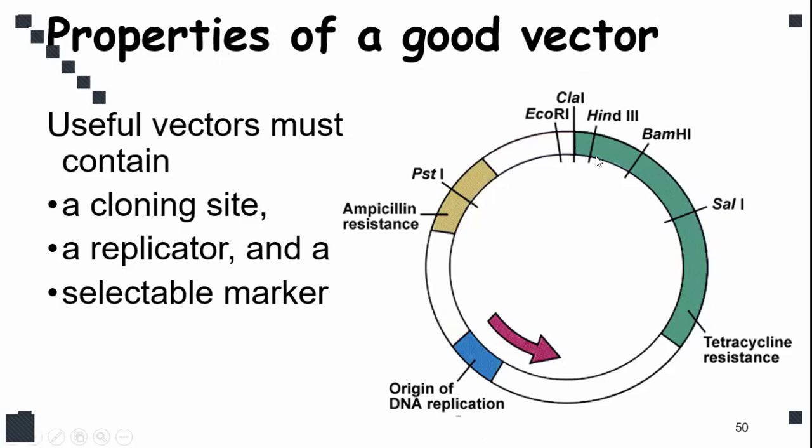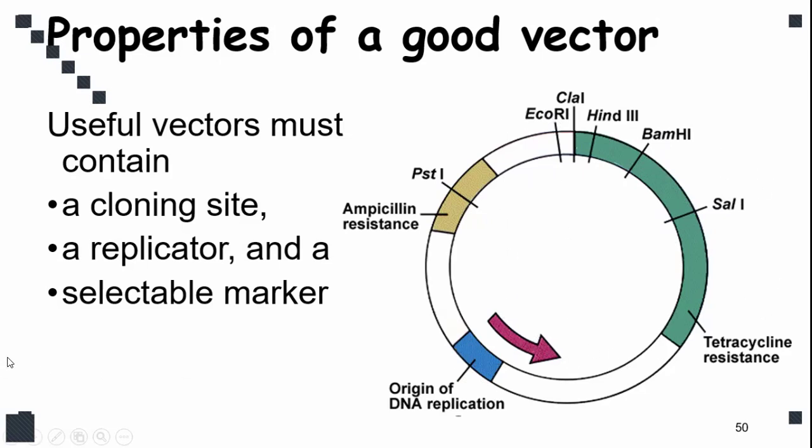Now let's see, this is our vector, with PstI, EcoRI, ClaI, HindIII, BamHI, SalI. These are classical restriction or cloning sites. Number two, a replicator. What is a replicator? It is a replicon or origin of replication. We can see that this blue segment here is the origin of replication. That means this molecule can replicate.